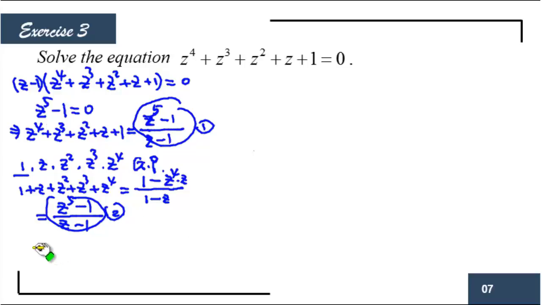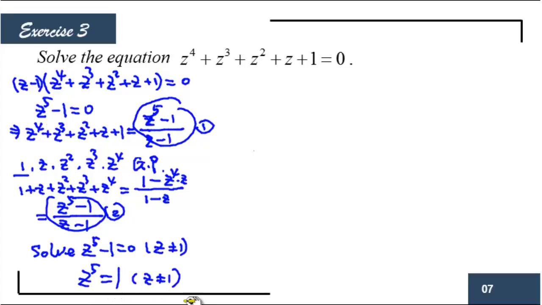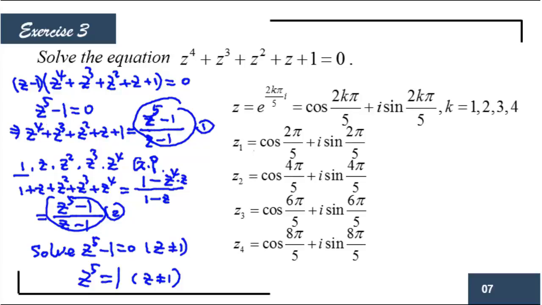What we have to do is to solve z to the fifth power minus 1 equals 0 and z is not equal to 1. That means we have to deal with the fifth roots of unity, and we don't want the 1. And this equation we have solved in exercise 2, so the next step is clear.